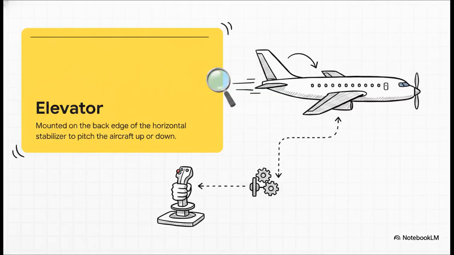To see how this actually plays out, let's look at the elevator. The elevator sits right on the back edge of the horizontal tail section, and it gives the pilot a direct cause and effect loop. When they pull the control stick backward in the cockpit, physical linkages move the elevator surfaces up. That pushes the tail down, which in turn forces the nose to pitch up along that lateral axis we talked about earlier. It is just beautifully simple mechanical leverage happening at 500 miles per hour.